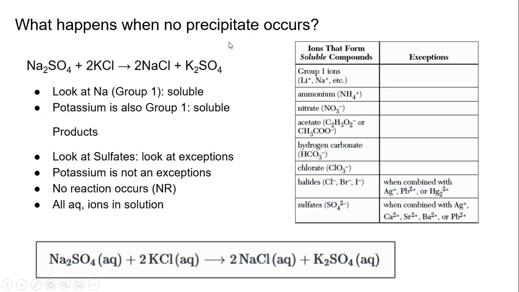What happens when no precipitate occurs? So here is a reaction that has no reaction. They are just all ions swimming around in a solution. How do I know that? Well, let's take sodium. Sodium, again, we already know it's listed. Anything attached is going to be aqueous. Here is another group 1. So anything attached to it is also going to be aqueous, but we also look at halides, and potassium is not part of the exceptions.